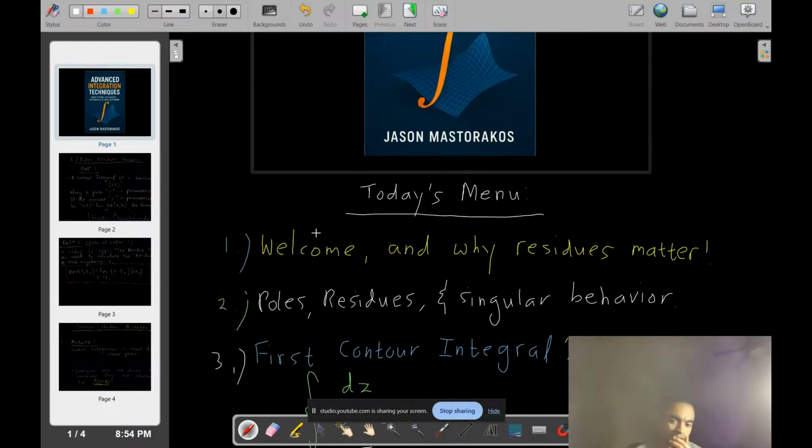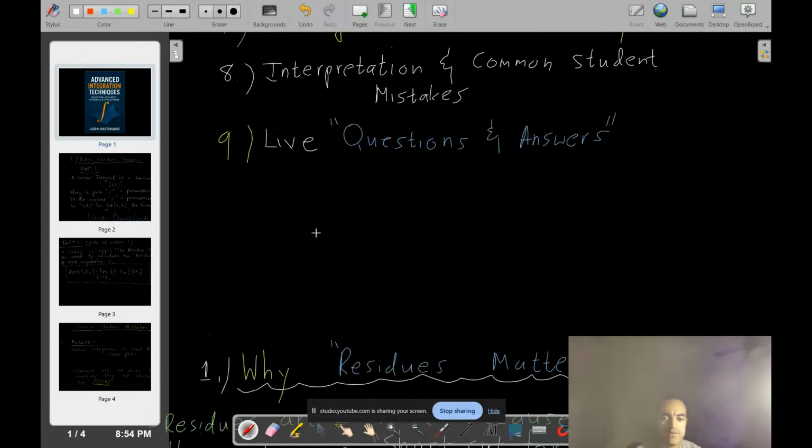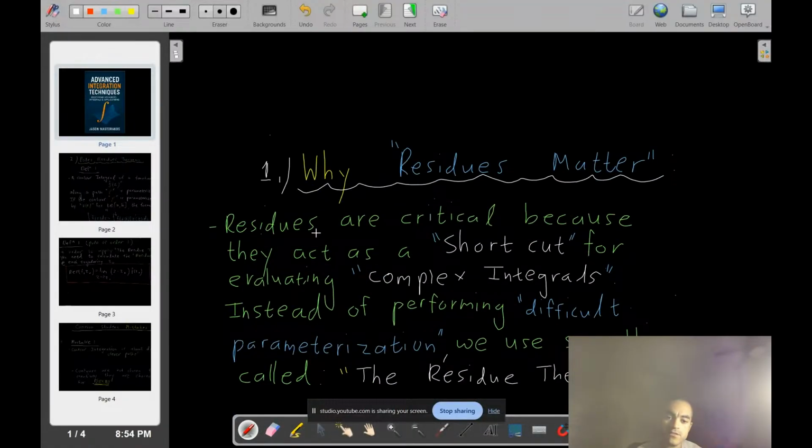So let's get to number 1. What are residues? Why do they matter? Residues are critical because they're pretty much a shortcut. I would say residues are not just a shortcut for evaluating advanced integrals, but they happen to give you a very good gateway to evaluating complex integrals. What I mean is that you can almost cheat, but without cheating, if that makes sense.